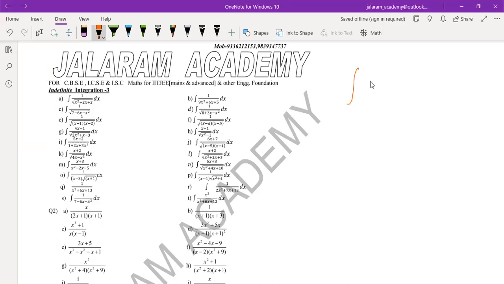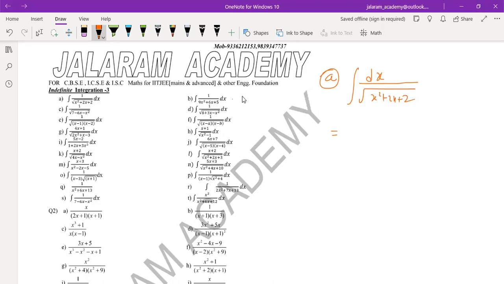So welcome back students. Now we will discuss some special types of questions from the integration. Like this question number 8, dx upon under root x square plus 2x plus 2.